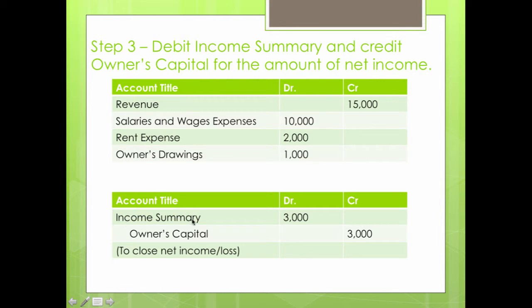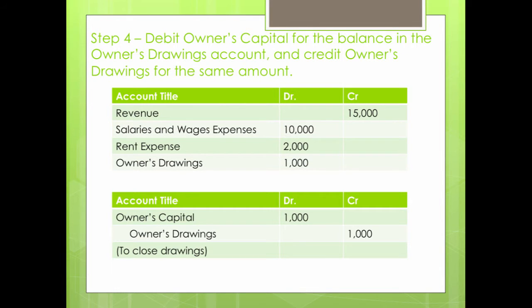So we debit income summary for $3,000, and we credit owner's capital for $3,000, and that is to close net income or loss. If you end up having a loss, you put down loss. And that's it for step 3. And step 4, you debit owner's capital for the balance in the owner's drawing account and credit owner's drawing for the same amount.